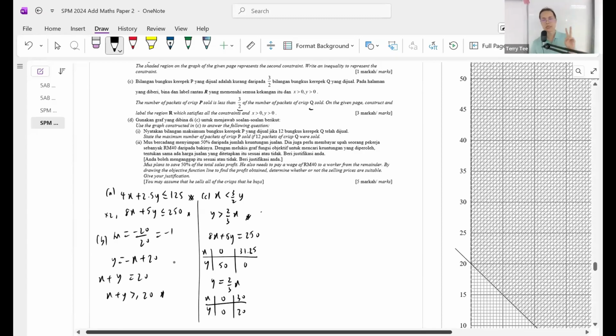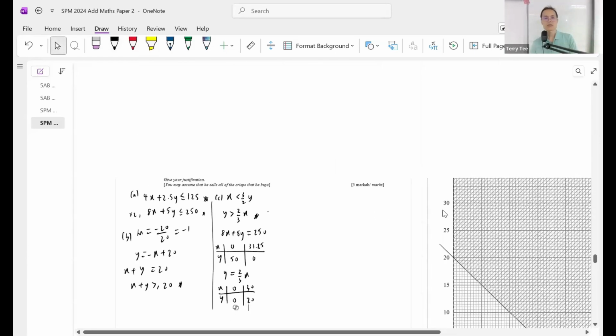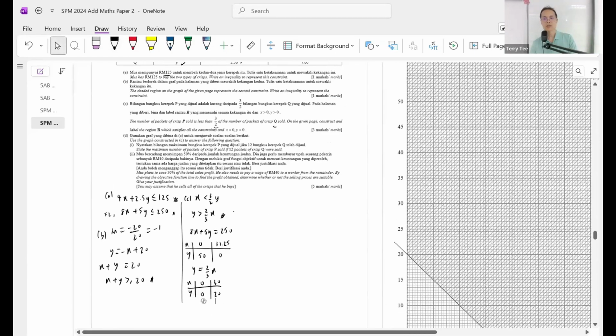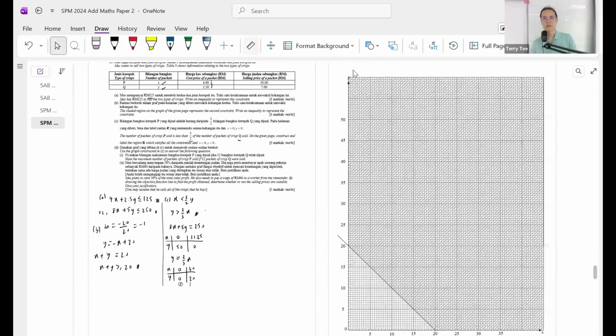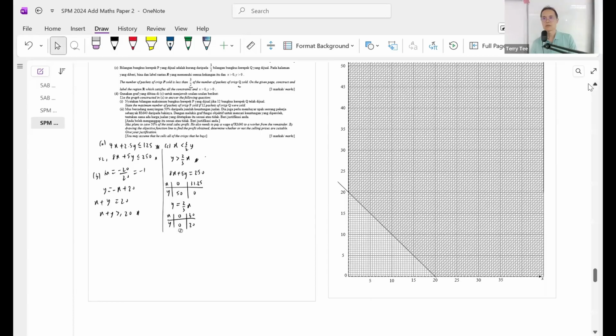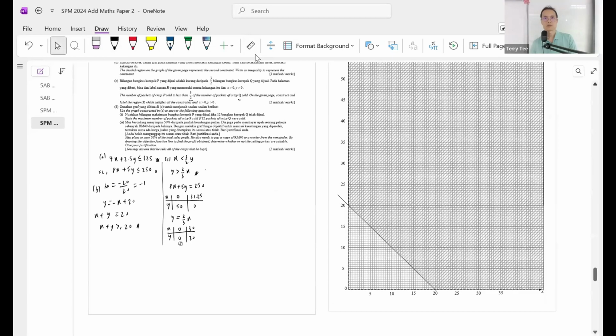So we just have to draw two additional lines. The first line is already drawn for you. So 0, 50, 31.25. Okay, so where do I draw? 0, 50. Let me use this. 31.25 around here. May have to adjust a little bit.